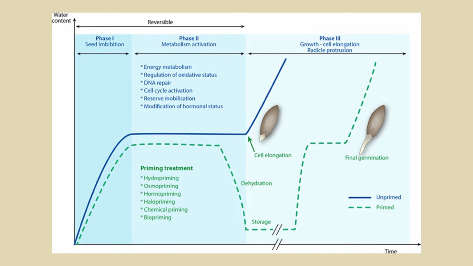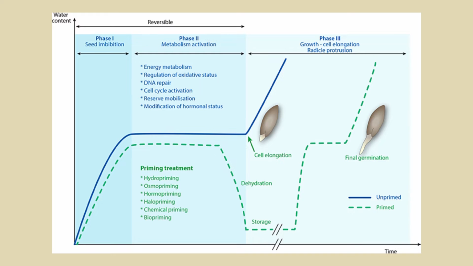full germination from occurring. So as you can see, the green line refers to the primed seed and the blue color refers to unprimed seed. It's divided into three phases: phase 1, seed imbibition; phase 2, metabolism activation; and phase 3, cell elongation growth, which is the radicle protrusion.